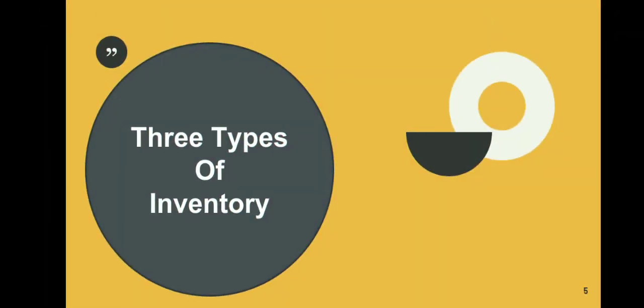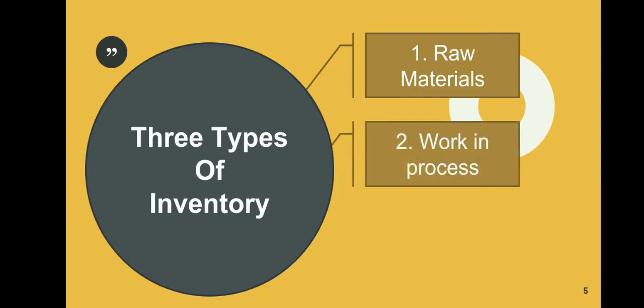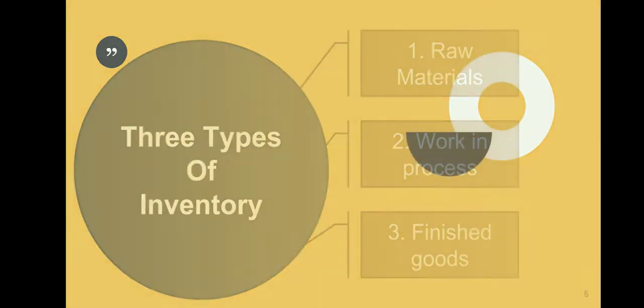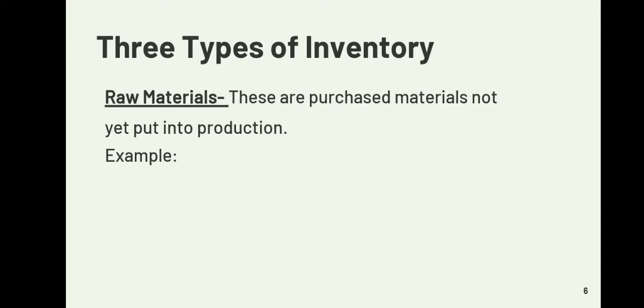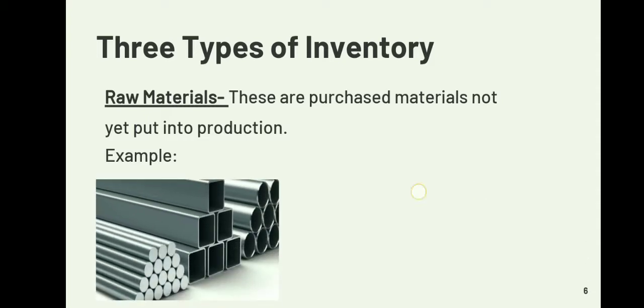In a manufacturing company, there are three types of inventory. The first one is the raw materials. Second is the work in process. And the third one is the finished goods. Raw materials are the purchased materials not yet put into production. Or in other terms, these are the unprocessed materials used to produce a good. An example of a raw material is aluminum or steel, which is used to make or manufacture a car.